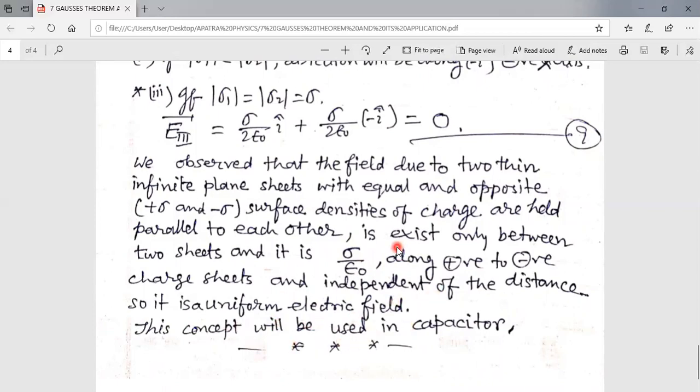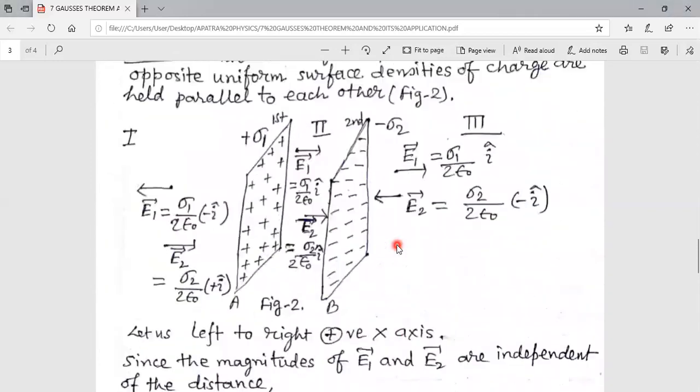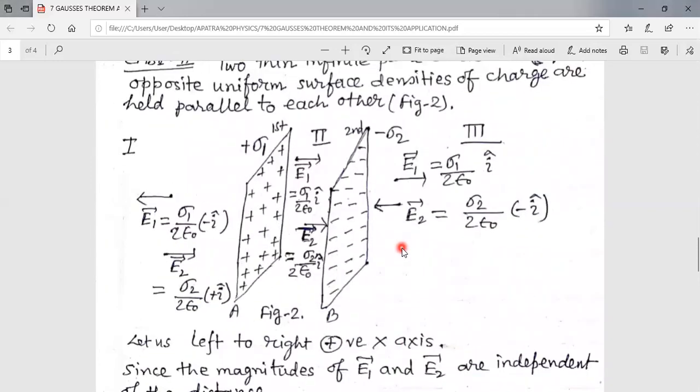This concept will be used in capacitors. Our most important target was to find the electric field between two equal but opposite charge density sheets kept parallel to each other. Then an electric field exists only between the two charge sheets, and that will be sigma divided by epsilon naught, which is independent of the distance. Therefore, we can say the electric field between the two charge sheets is a uniform electric field. In this way, for any experiment, we can produce a uniform electric field by keeping two parallel sheets, one positively and the other negatively charged.